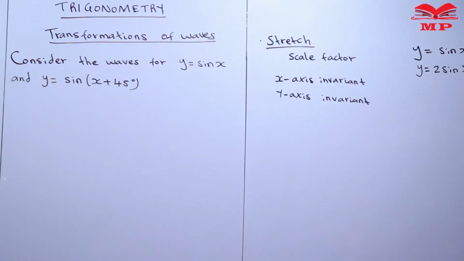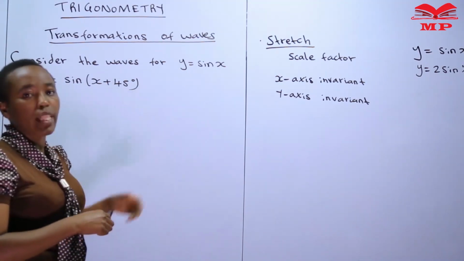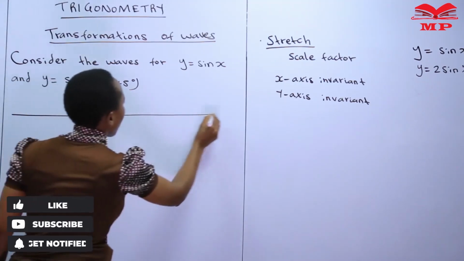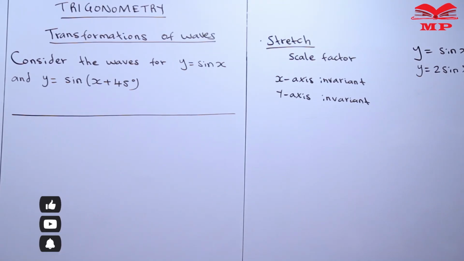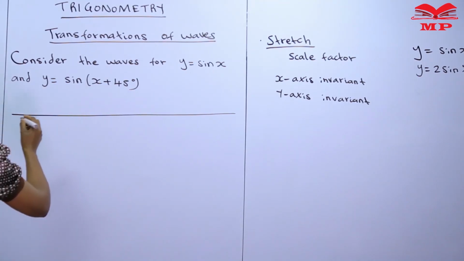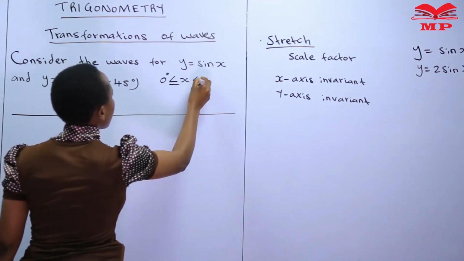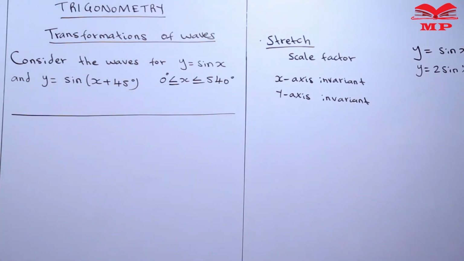So in this case again, we need to draw the two graphs, that is the two waves, on the same axis. So for this, we can have our range up to 540, whereby we talk of 0, 45 up to 540 degrees. So we can have it from 0 degrees to 540 degrees, and we are going to use 45 as the step. So in this case again, we'll have the values of x. We can have x degrees.